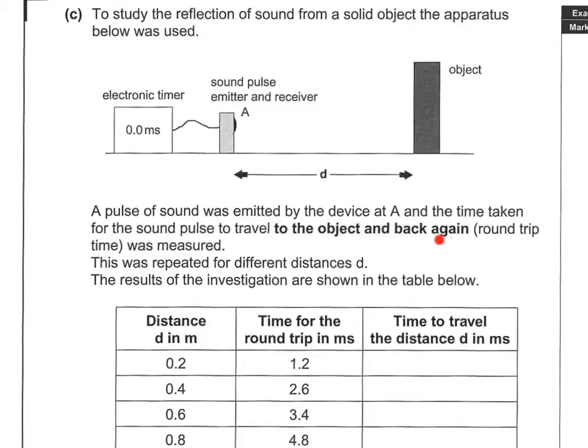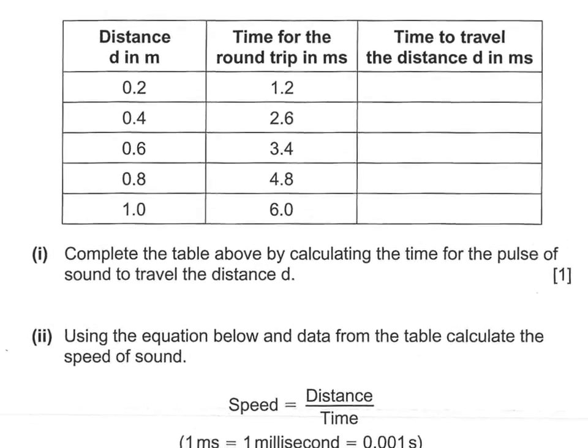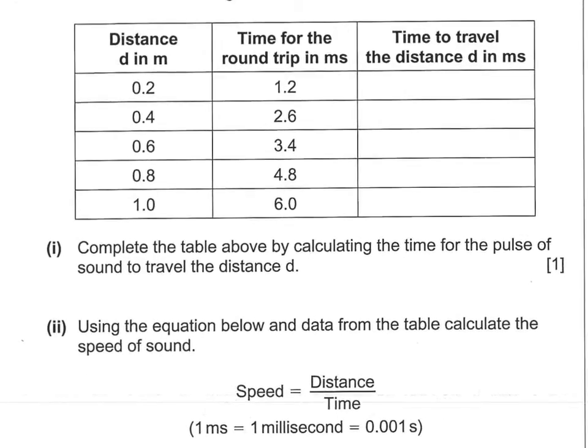So they're emboldening this phrase. So it's all the way there and back is the time. Round trip time was measured. This was repeated for different distances d, and the results of the investigation are shown in the table below. So they show you the table and they ask you to complete the table.